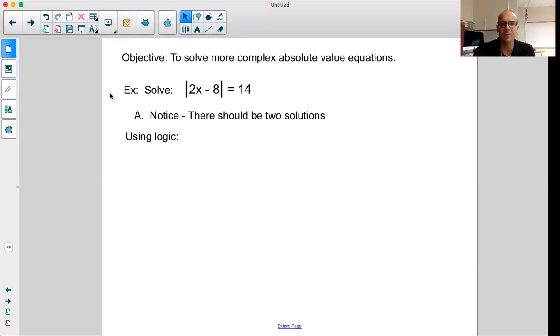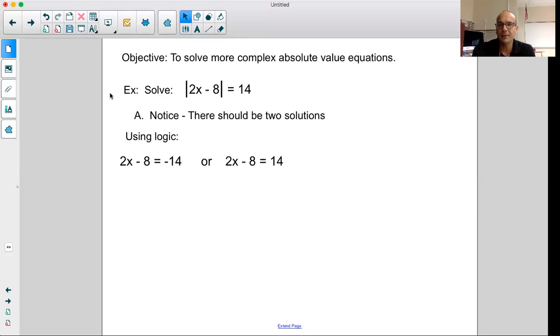So I would like to use logic and to say, so you're telling me that this 2x minus 8, whatever that is, after I absolute value it, the result turns out to be 14? Well, then that tells me that the stuff that you're talking about, 2x minus 8, could be -14. Or it could be positive 14.